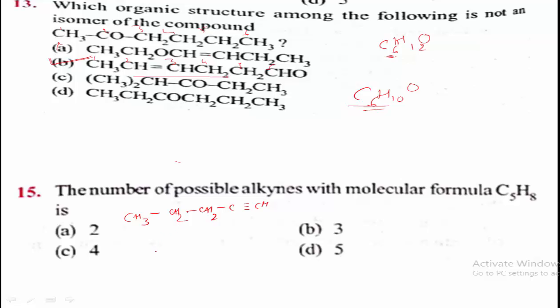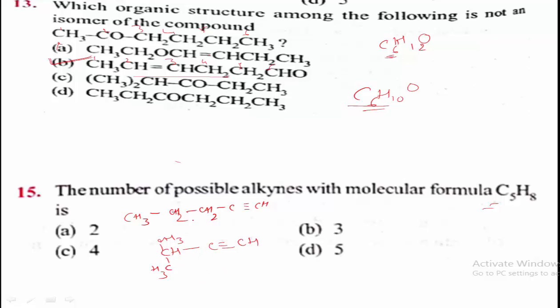Next, another one, you write this structure also like this. One CH3 group here and another CH3 group here, and here C triple bond CH. It also contains the same molecular formula, is it right? C5H8. 1, 2, 3, 4, 5, and the number of hydrogens 3, 3, 6, 7, and this one is 8. Therefore, it is also right.